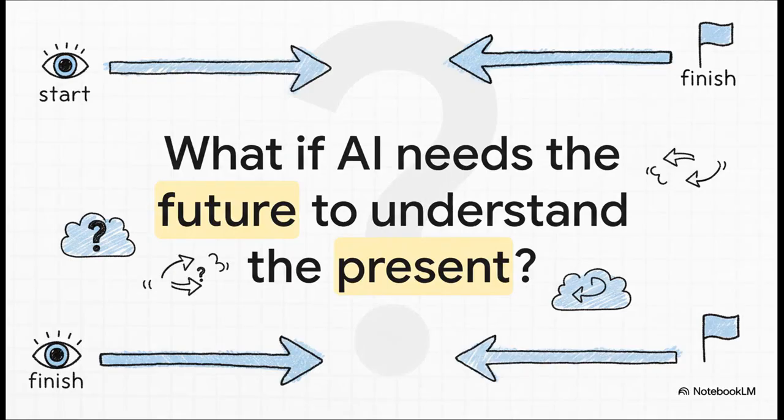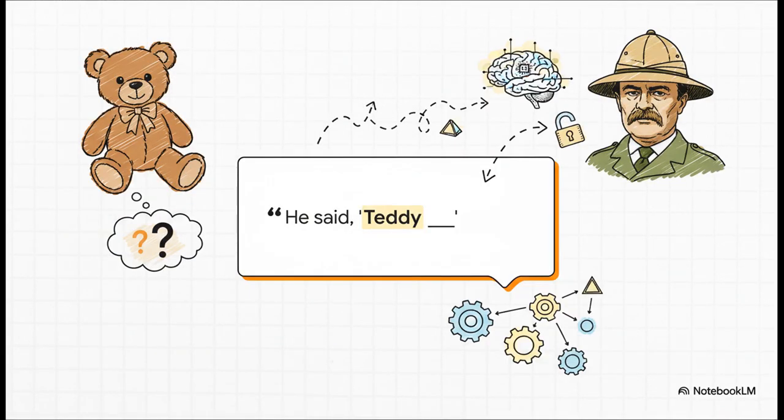Okay, so time for another twist. Both LSTMs and GRUs have one little limitation. They process information in only one direction, from the beginning to the end. But what happens in situations where you actually need to know the end of a sentence to make sense of the beginning? Let me give you a perfect example. Imagine a sentence that starts, "He said, Teddy."